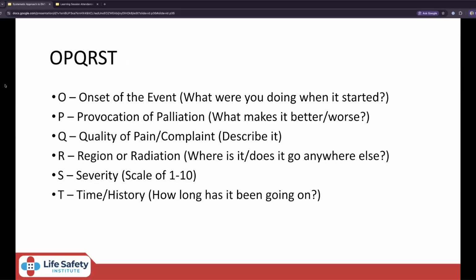OPQRST. So you're doing an OPQRST for each sign or symptom, right? So if they have chest pain, that's an OPQRST. If they have nausea, that can be an OPQRST, right? Again, this is also a thing you'll need to memorize. So OPQRST stands for onset, provocation, quality, region of radiation, severity, and time history.